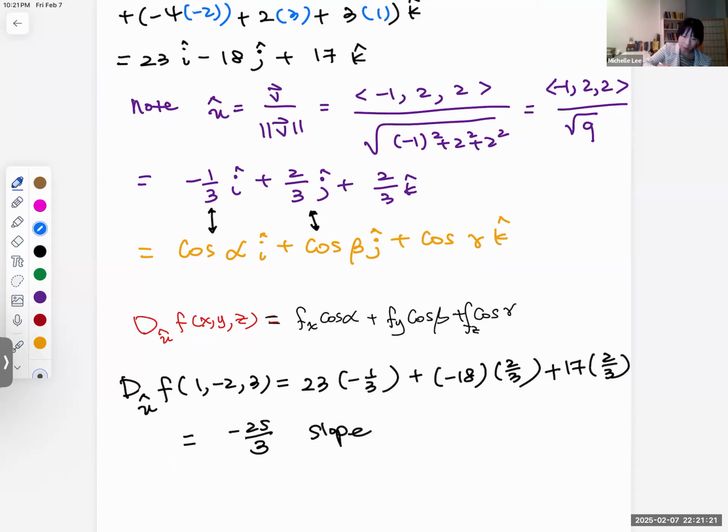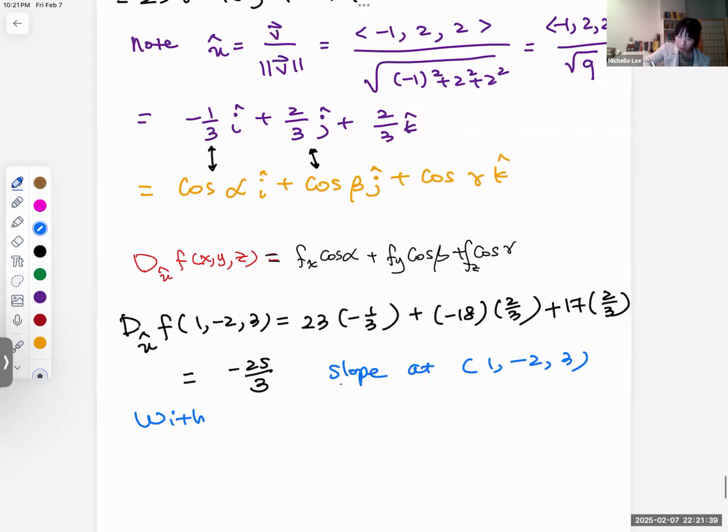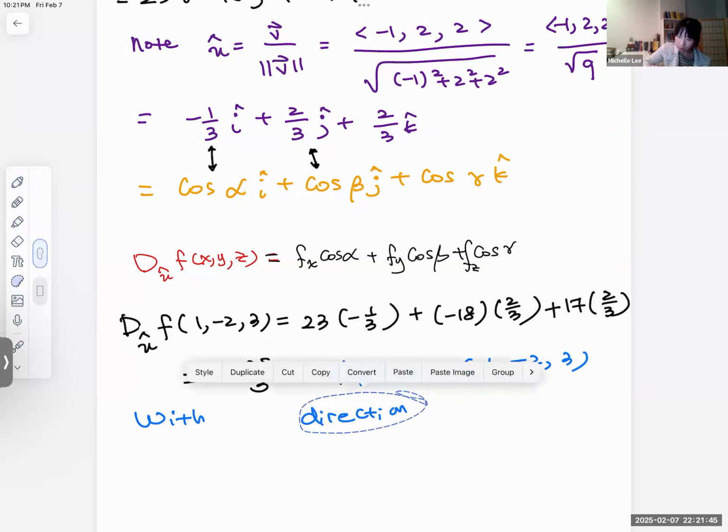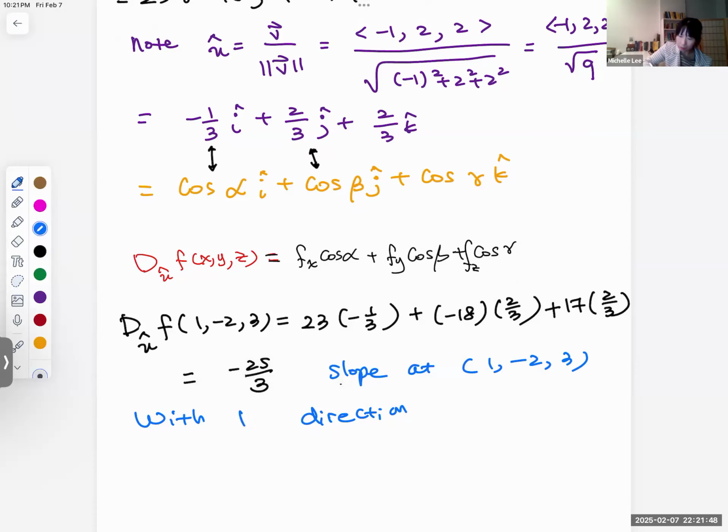And at 1, negative 2, 3, this is the slope with the direction, this direction: negative 1/3 i hat plus 2/3 j hat plus 2/3 k hat.